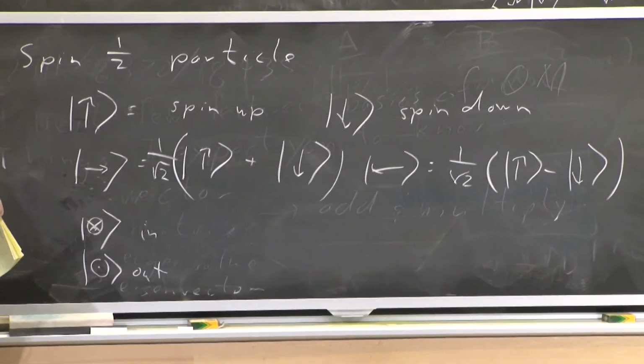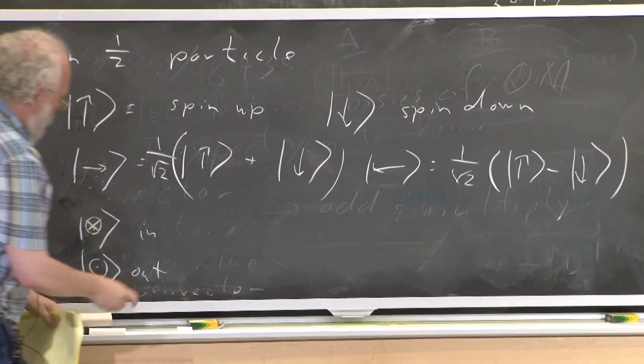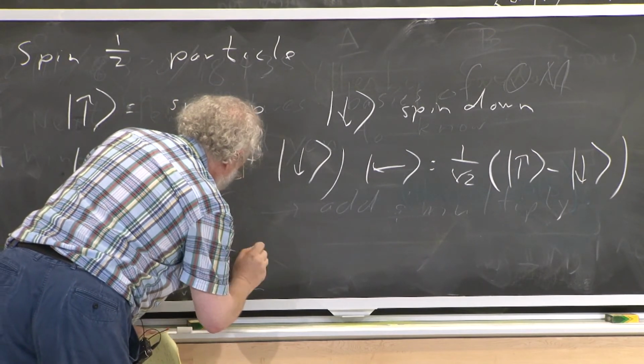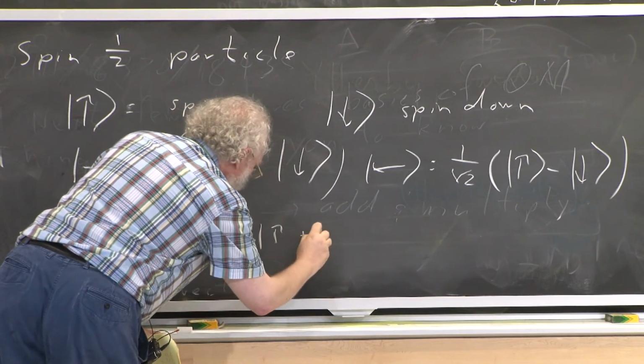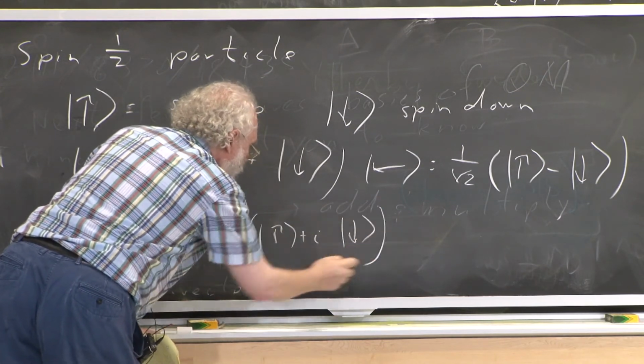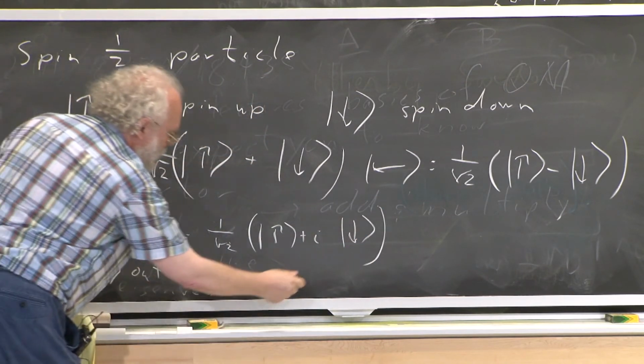So this is 1 over root 2 up plus i down. And this is minus.